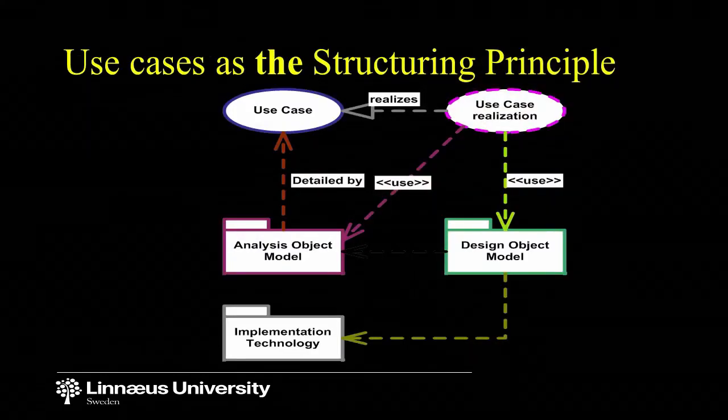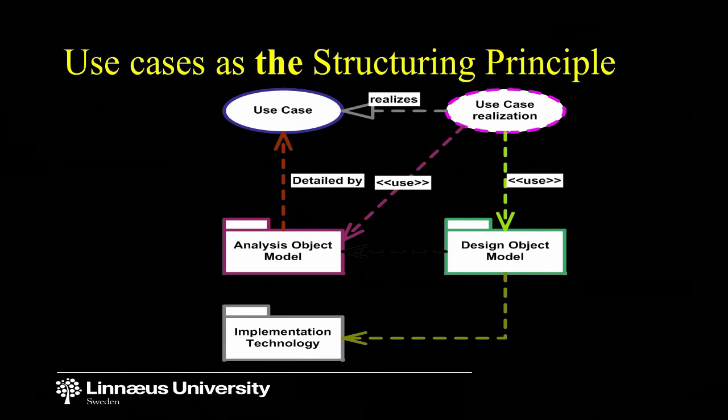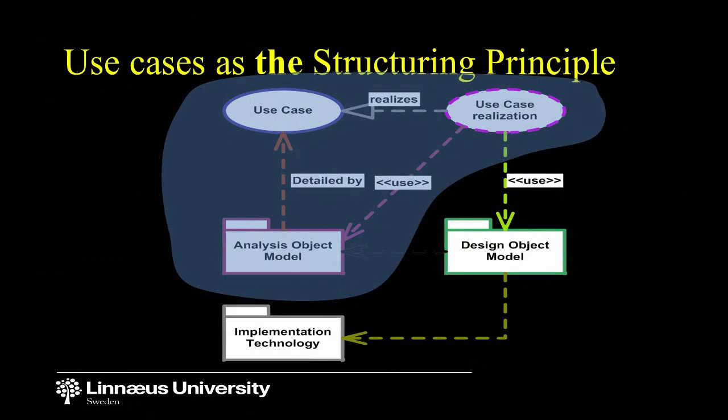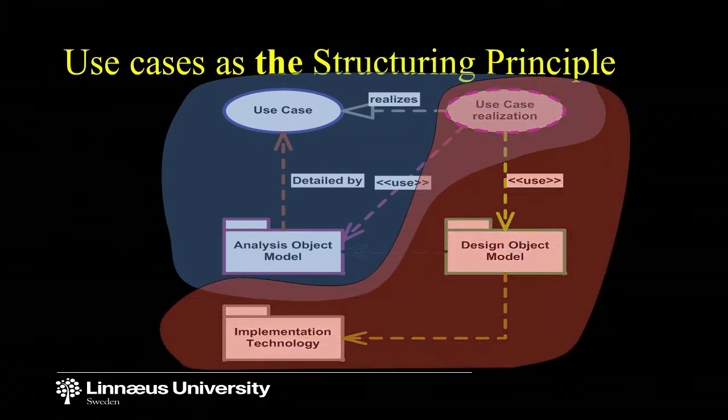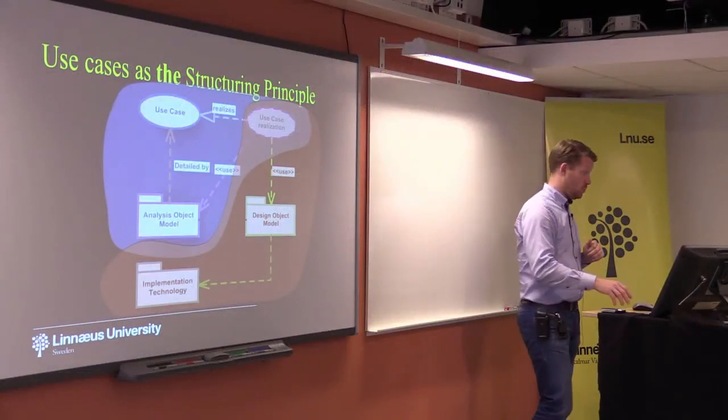You can use use cases as a structuring principle for your product planning. Okay, for the first iteration, we work with these five use cases. Next iteration, we focus on this use case. Then the 10 use cases we have left. So you can use that as the structuring principle. You can also use it during design. You can say, okay, now we design, now we implement the system, and we focus on this use case because it's the most critical one.